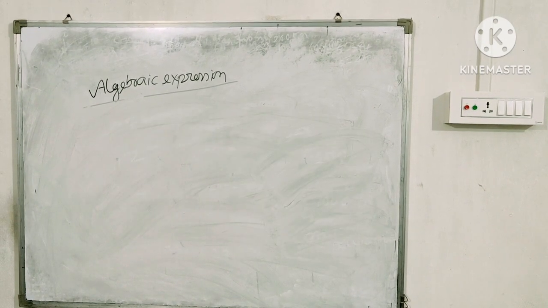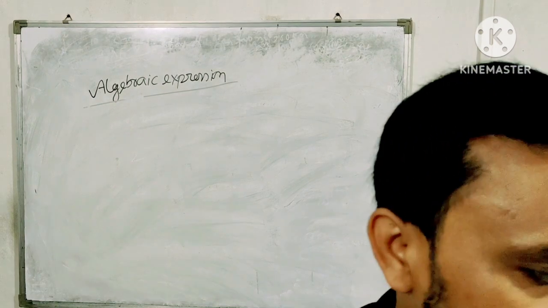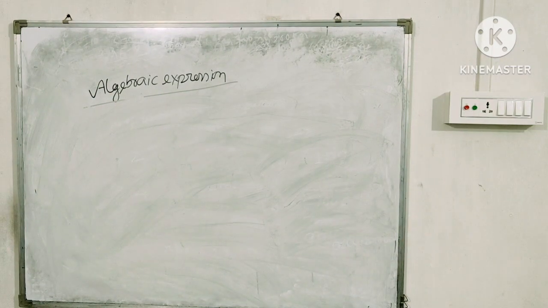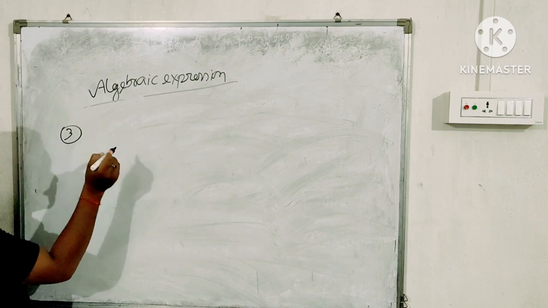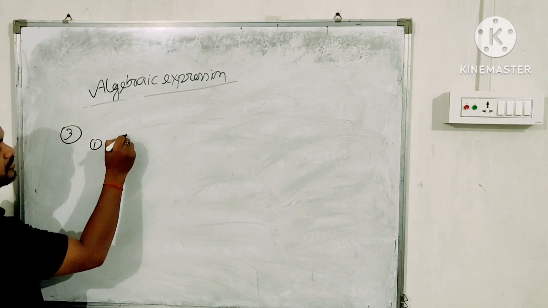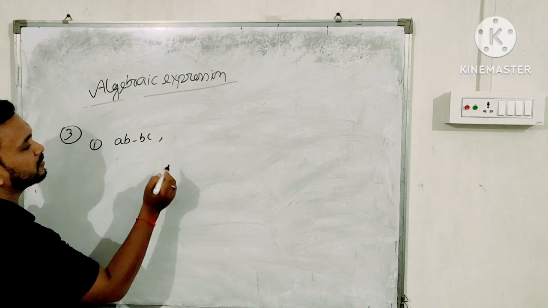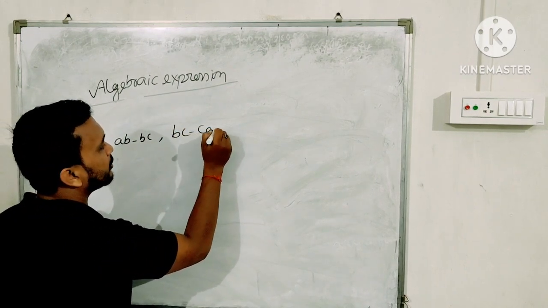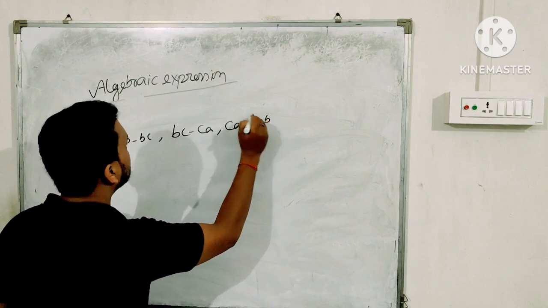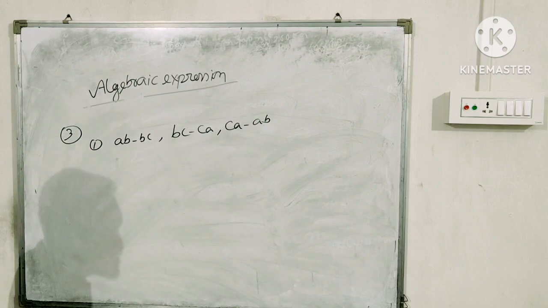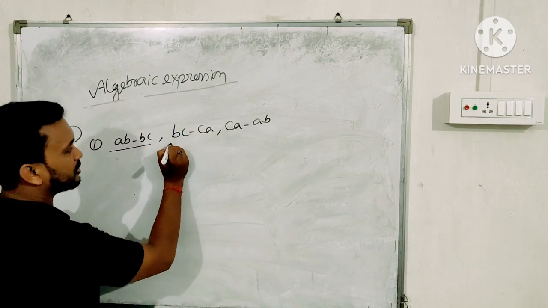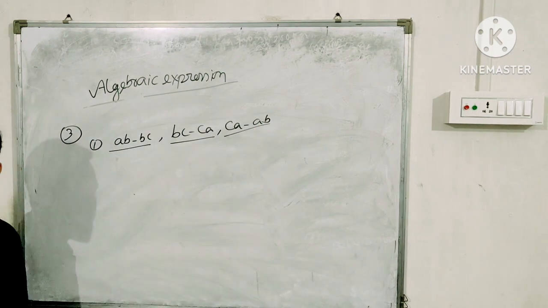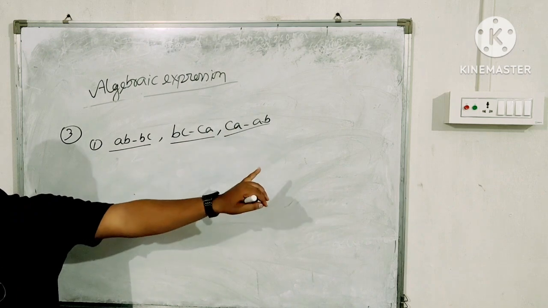Now we are going to learn about addition of algebraic terms. The first question is question number 3. The first expression is AB minus BC, the second is BC minus CA, the third is CA minus AB. This is an algebraic expression, this is the second one, this is the third one. I have to add all these three expressions.